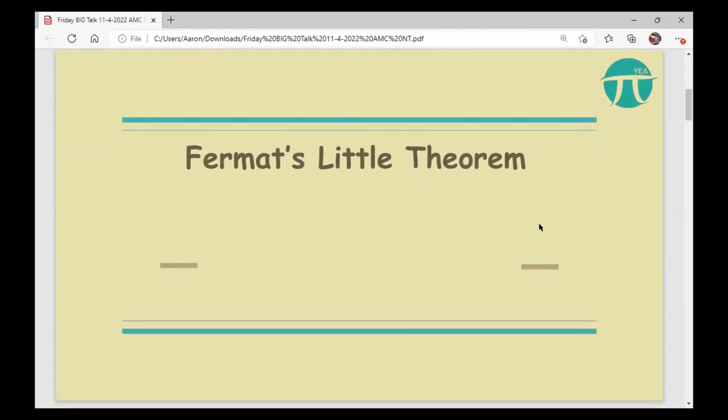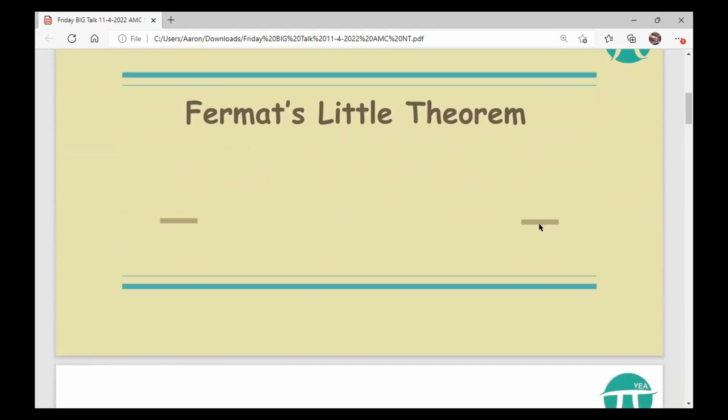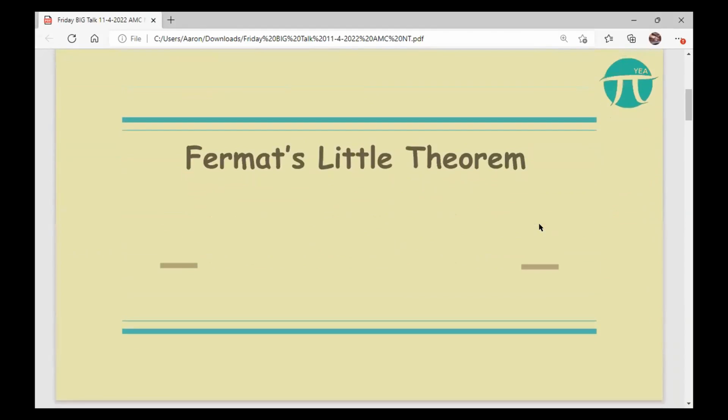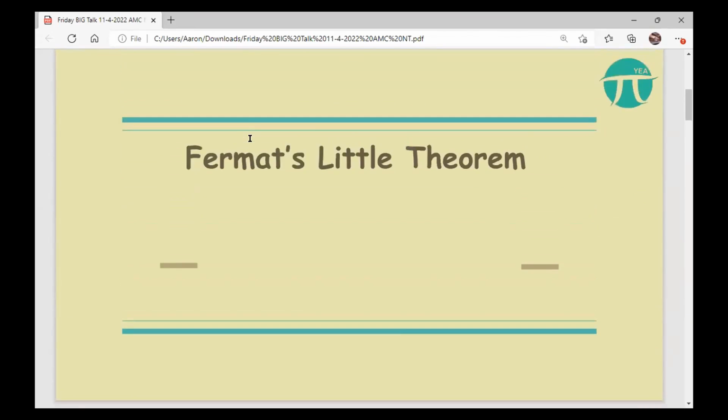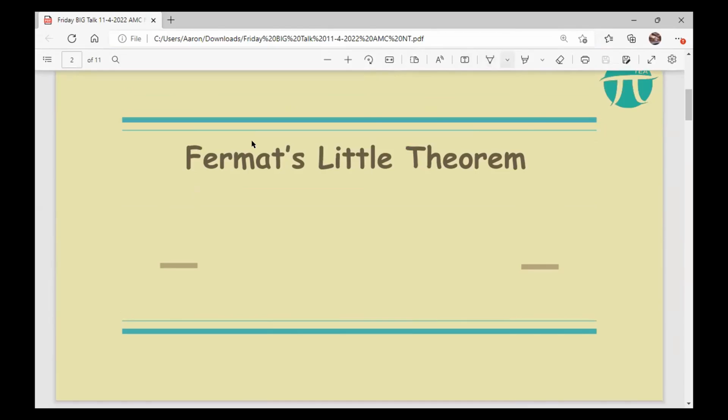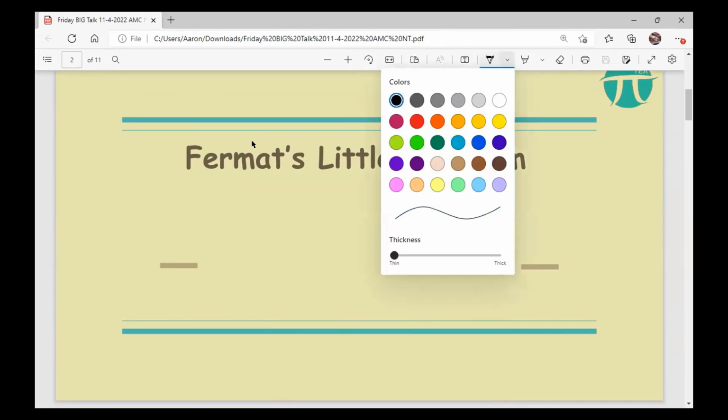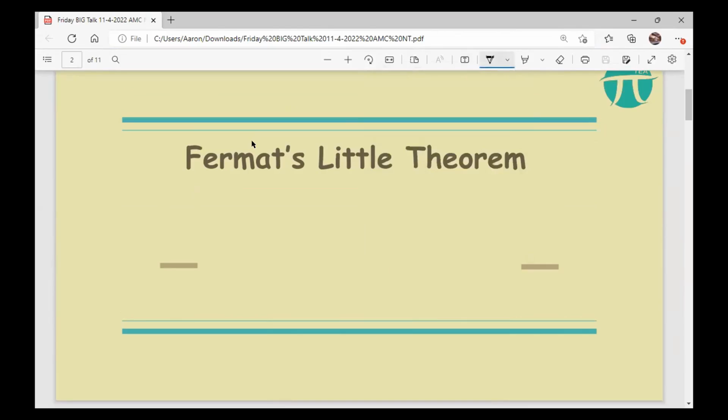So the first part of my talk today will be on Fermat's little theorem. So first of all, what does it state? Fermat's little theorem states that basically a to the p minus a is a multiple of p if p is a prime number.